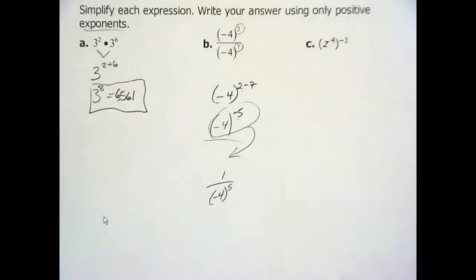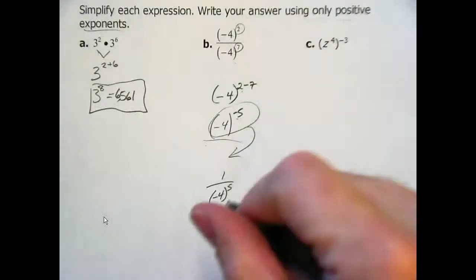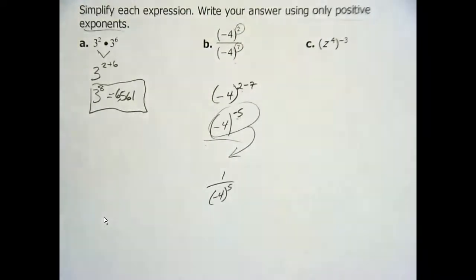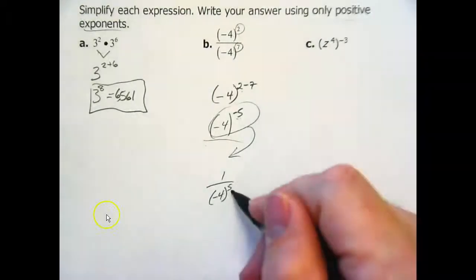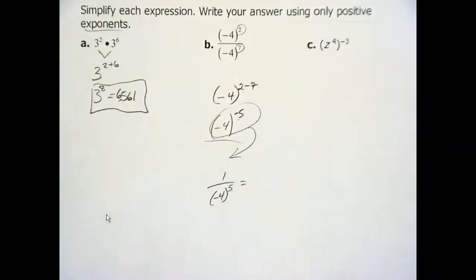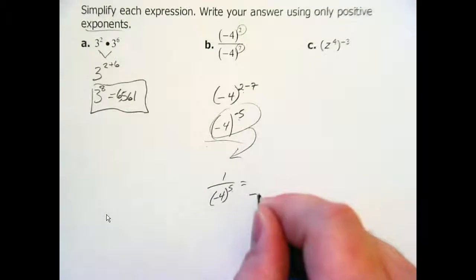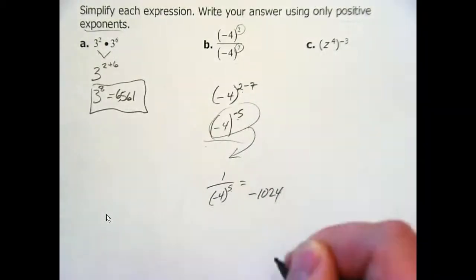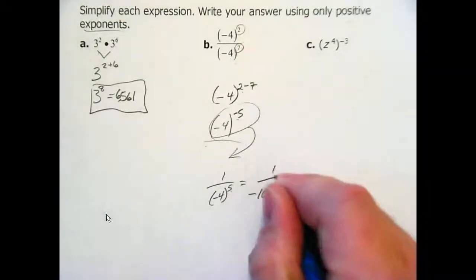All right. What is negative 4 to the 5th power? First of all, is negative 4 to the 5th going to be a positive or a negative number? Negative. Good. It's an odd power, so it'll be a negative number. Negative times negative times negative times negative times negative. Negative 1,024. Okay? Good.